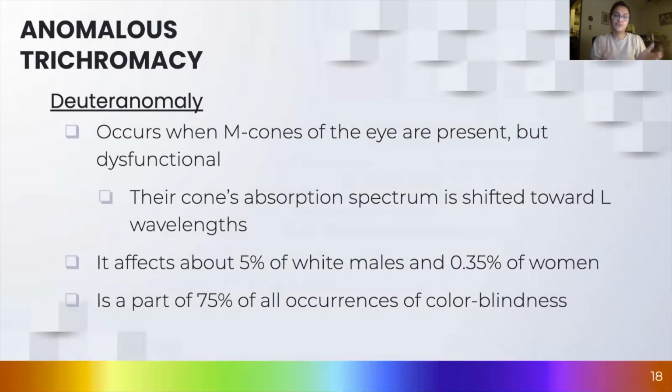And now there's deuteranomaly, which occurs when M cones of the eye are present but dysfunctional. Their absorption spectrum is shifted toward L wavelengths. And this affects about 5% of white males and 0.3% of women. And this is a part of 75% of all occurrences of color blindness, which essentially means that deuteranomaly is a very popular or very common color anomaly.